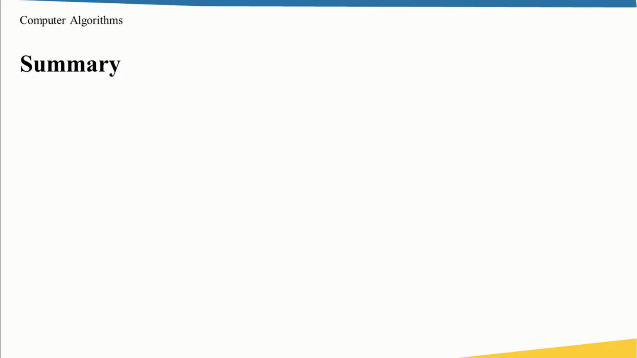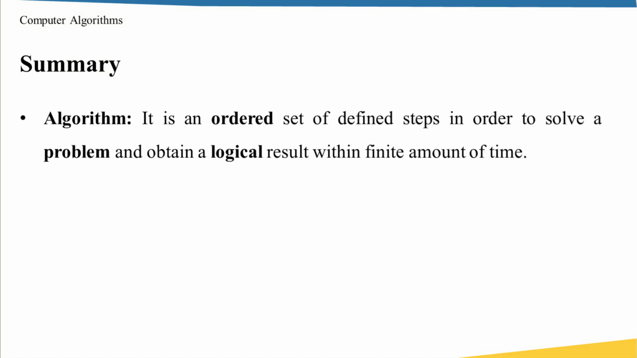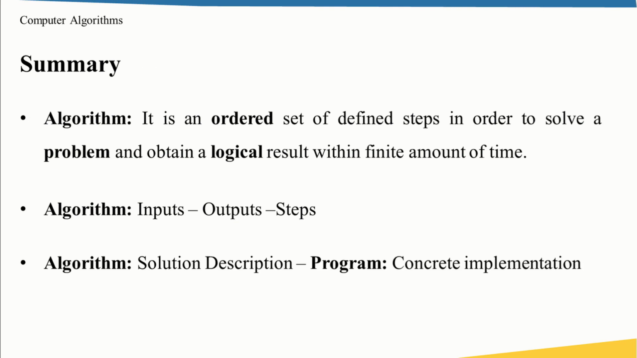Now let me summarize what we have learned in this lecture. First of all, an algorithm has been defined as an ordered set of defined steps in order to solve a problem and obtain a logical result within a finite amount of time. Also, if we want to formulate any algorithm, we have to define inputs, outputs, and the steps that will map inputs to the required outputs. Also in this lecture, we have discriminated between algorithm and program. And simply we say an algorithm is just a solution description, whereas the program is the concrete implementation using one of the programming languages.